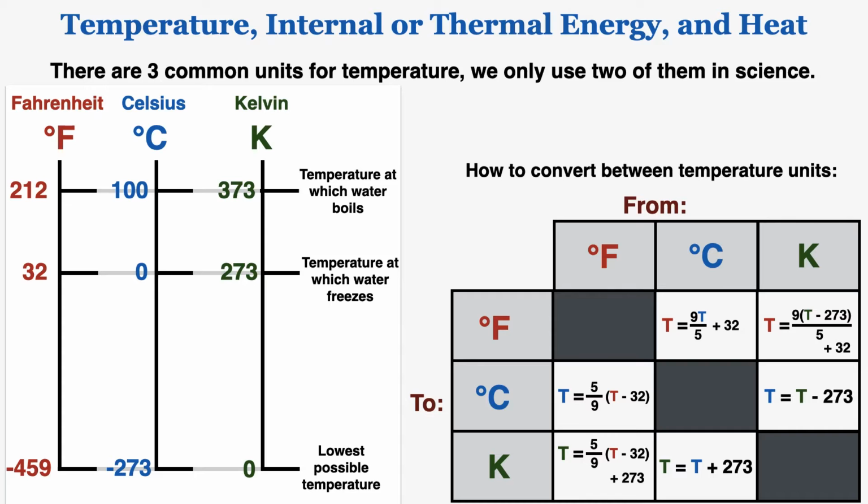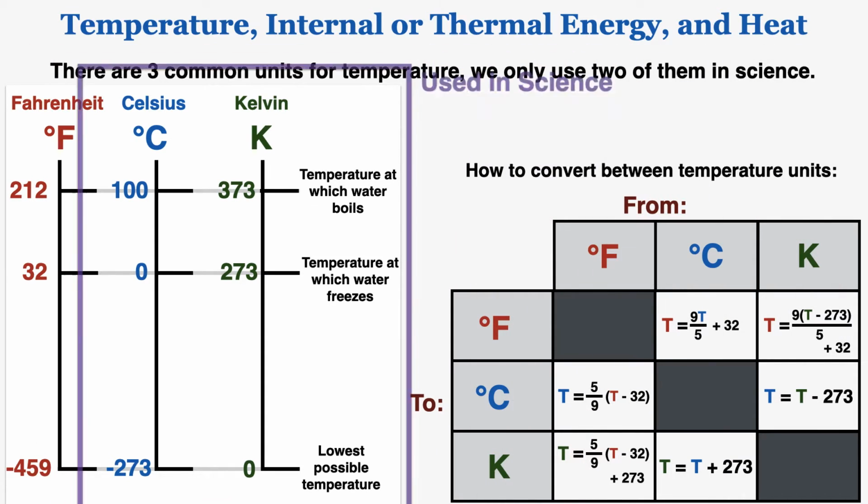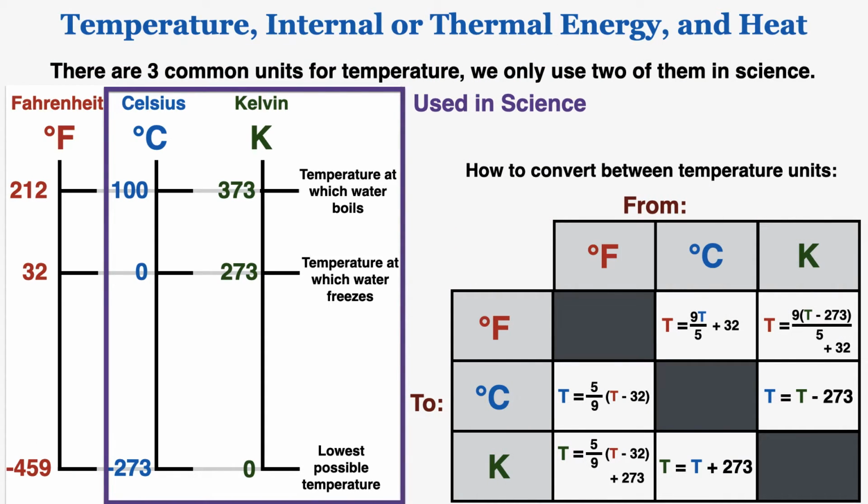There are three common units for temperature: Fahrenheit, Celsius, and Kelvin, and we only use Celsius and Kelvin when we're working in science. These have just been adjusted to make more sense scientifically. The table on the left shows some important temperatures on each scale. You can see that we have the lowest possible temperature that can be reached on each scale, the temperature at which water freezes, and the temperature at which water boils.